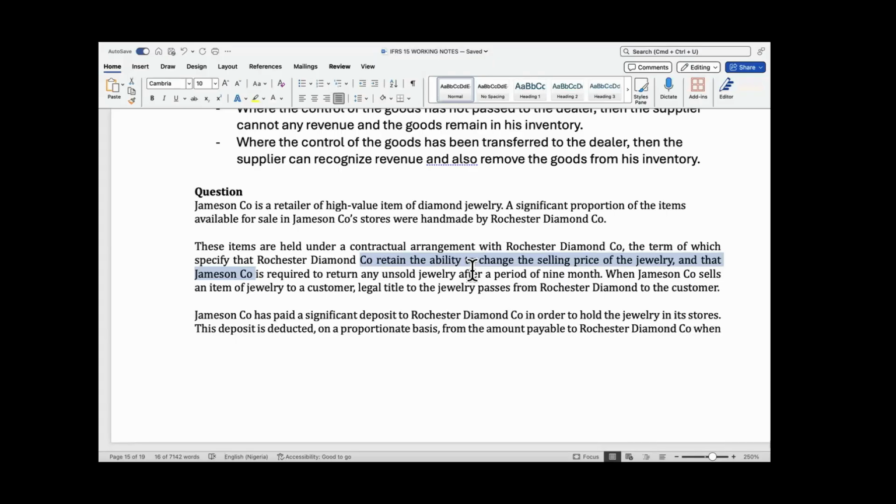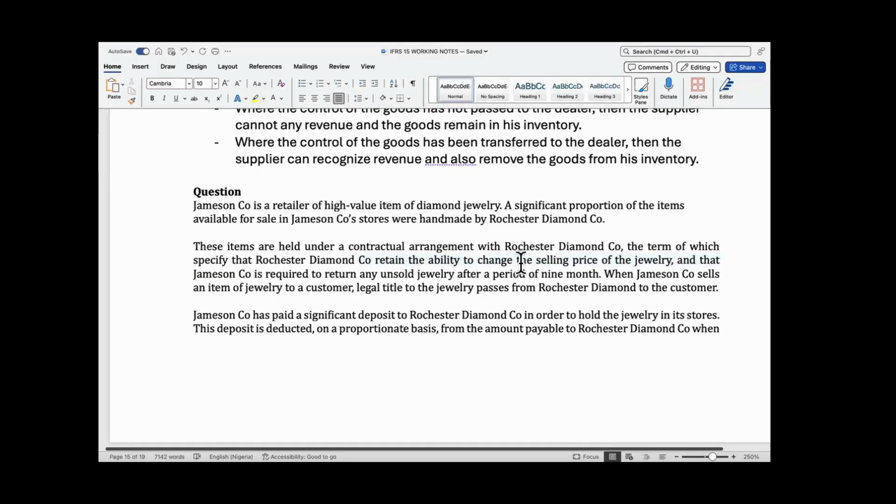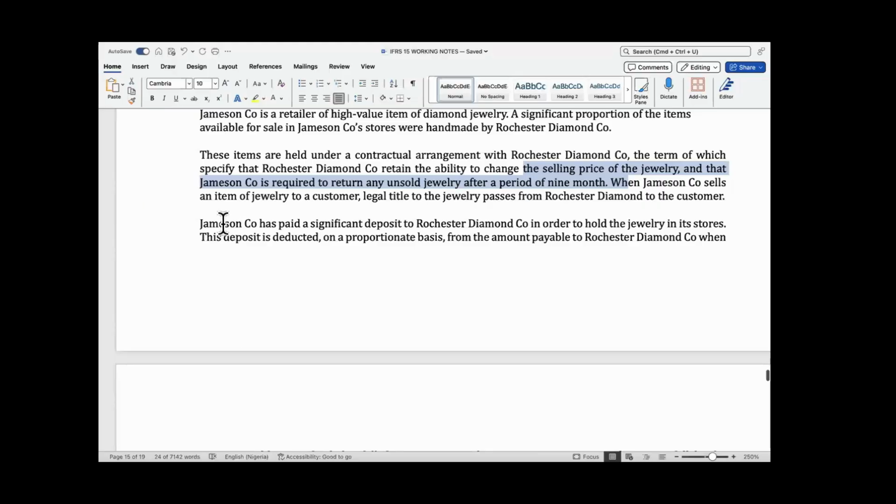Okay? So in that case, also, you'll find out that it's Rochester that determines the selling price. They now said that Jameson has paid a significant deposit to Rochester in order to hold the jewelry in store.